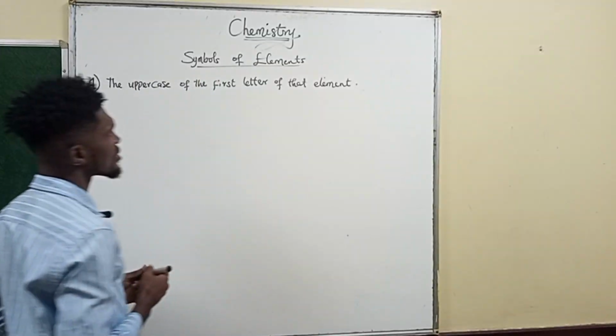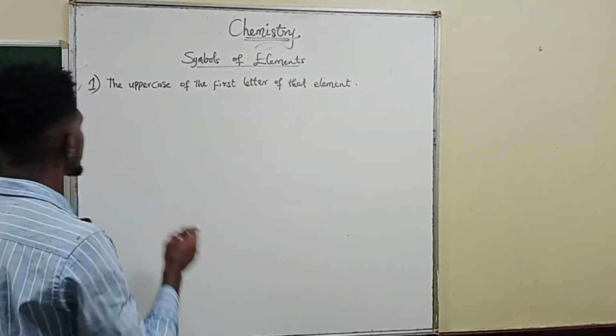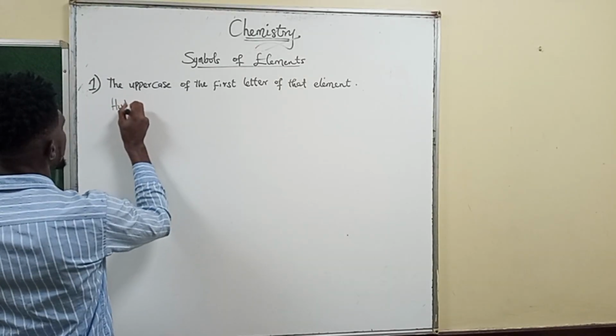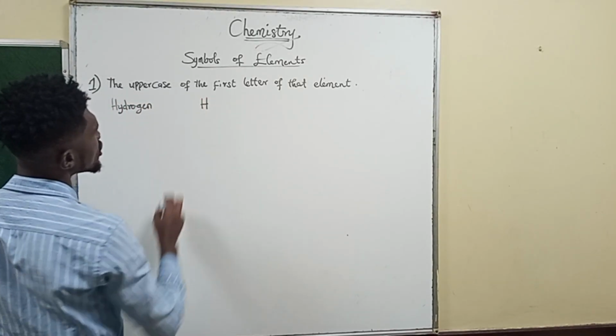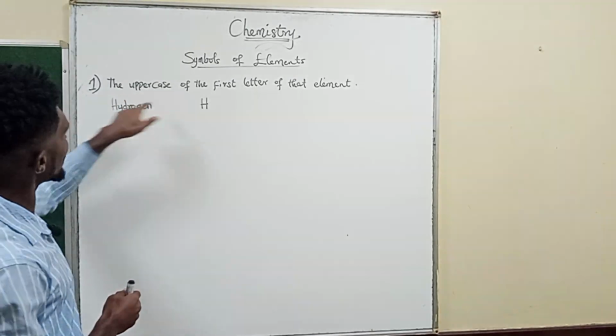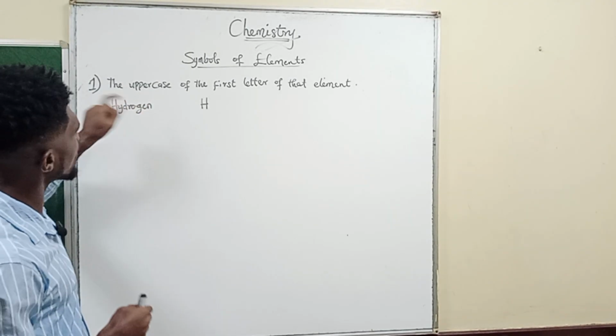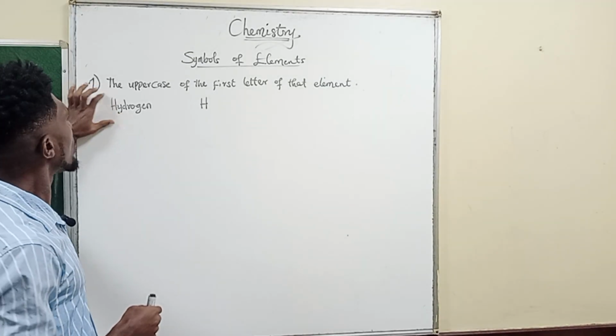So what do I mean by that? For example, the first element in the periodic table is what? Helium, right? Sorry, it is hydrogen. Hydrogen is represented by what? Capital letter H. Capital letter H is the uppercase of the first letter. If you see the first letter of the element hydrogen, I believe you understand that now. So that is one.